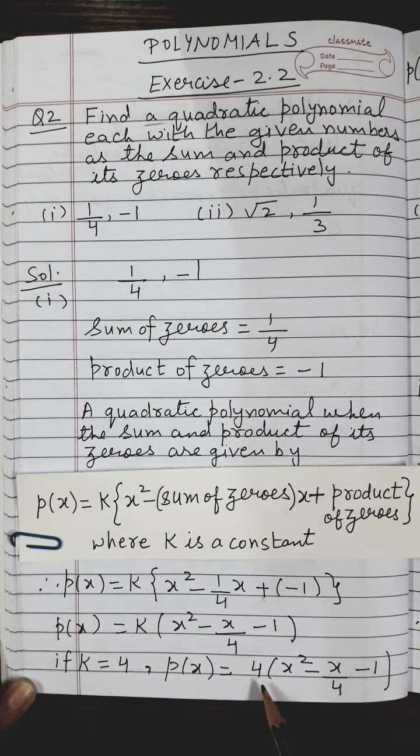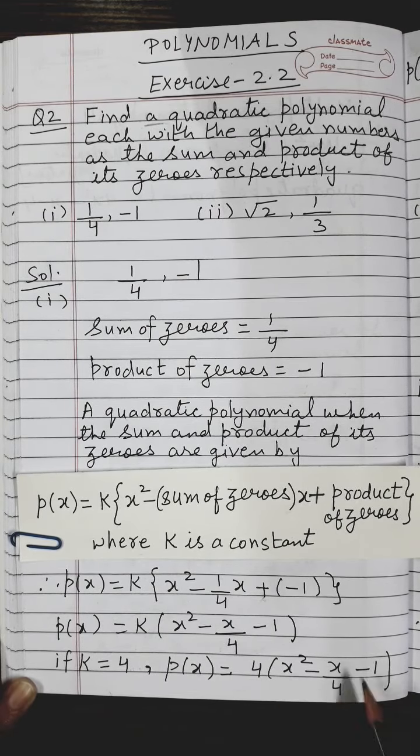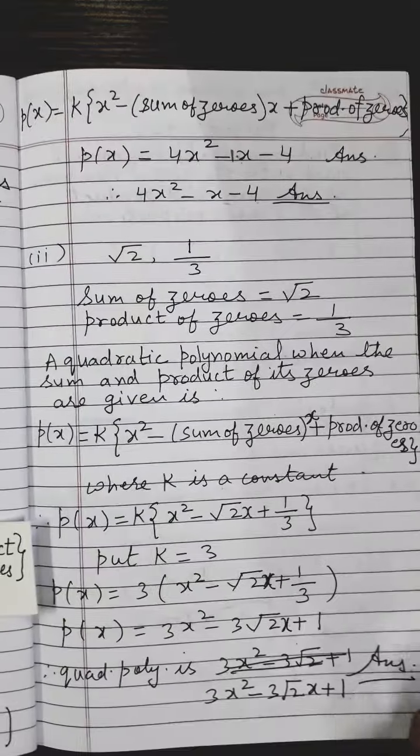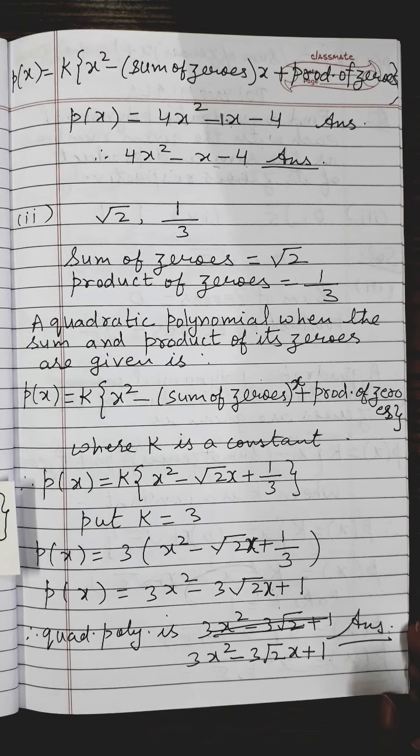So if I multiply it by 4, each and every term, when I open the bracket, each and every term will get multiplied by 4. So what do I get in the next step? This will become 4x square. By the distributive law you will open the bracket: 4x square minus x upon 4 into 4 will get cancelled, so minus x will remain. In the third term, minus, this is 1 into 4 will give you minus 4. So what will be your next step? It will be like this: p(x) equals 4x square minus 1x minus 4.